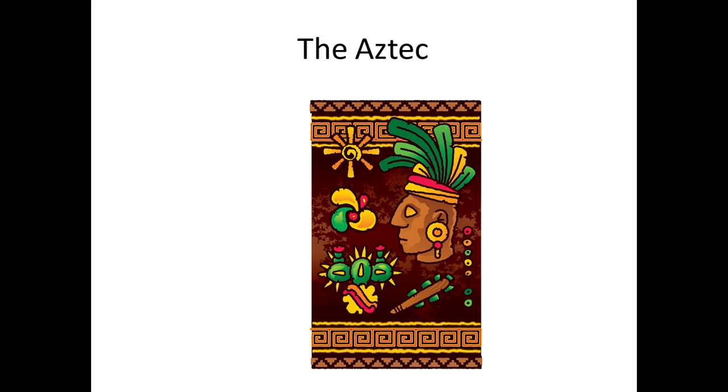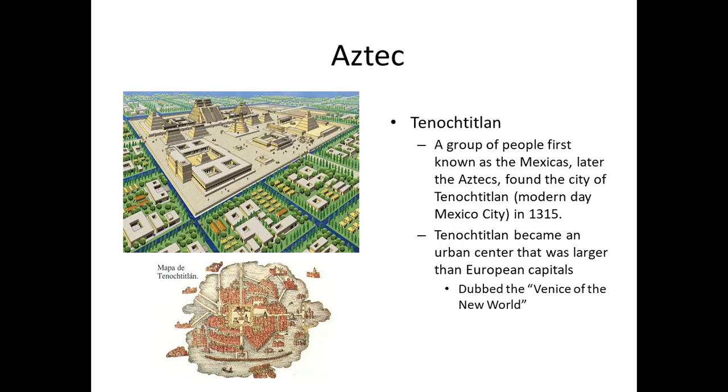A while ago, na-discuss ko yung Maya and Inca. The third are the Aztecs. Aztecs are much more sophisticated than the two I have mentioned a while ago. Okay? Look at their cities, parang Atlantis. Sobrang organized and itong city na to, it's called Tenochtitlan. A group of people first known as the Mexicas. Later, the Aztecs. So the modern day Mexico, itong Mexico City ngayon, nung unang panahon, before the Spaniards, ang tawag dito is Aztec.